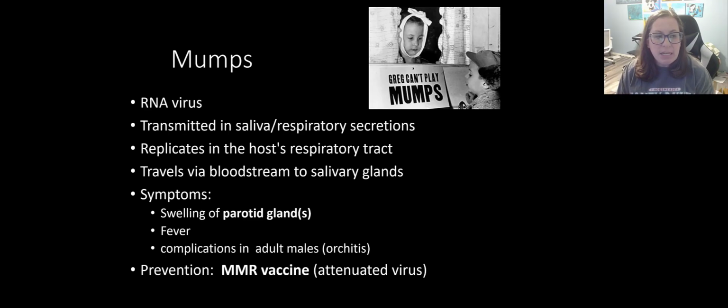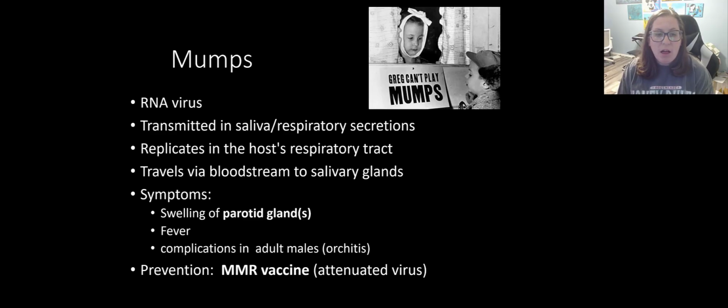We see symptoms include swelling of the parotid glands, which again are those salivary glands. We see fever, and also it can have some major complications. Specifically in males, we see that it can cause orchitis, which is inflammation of the testes. And this can actually cause complications for fertility in the future.